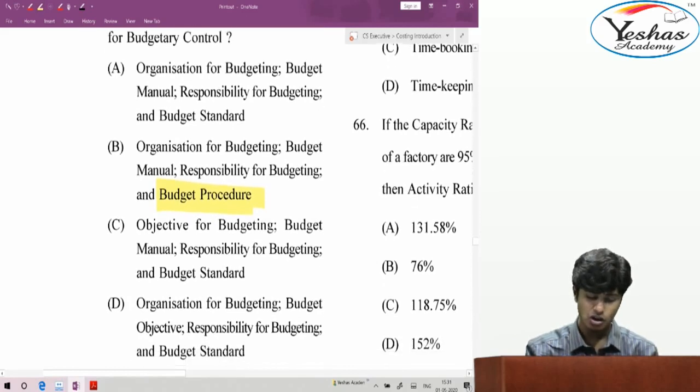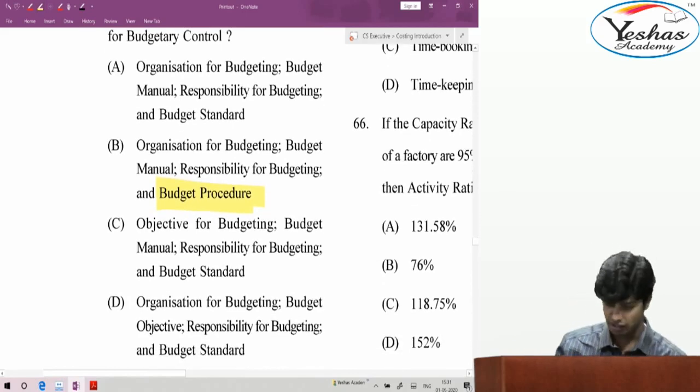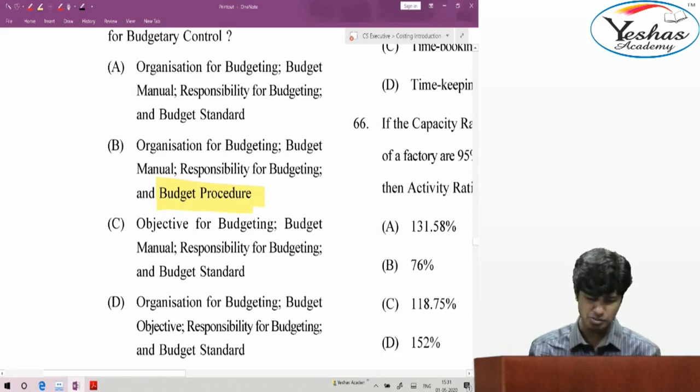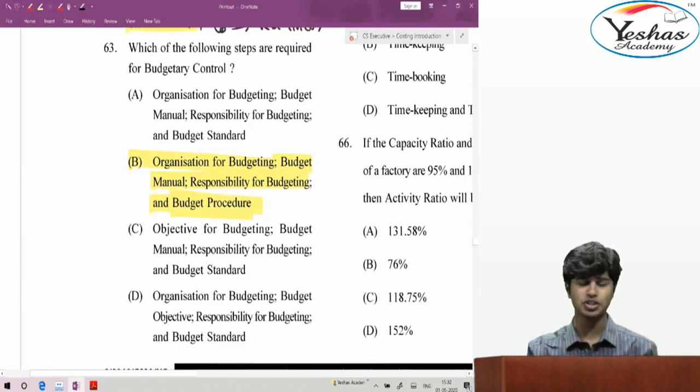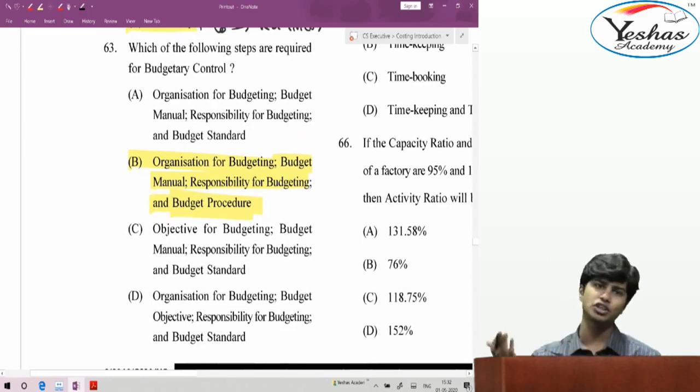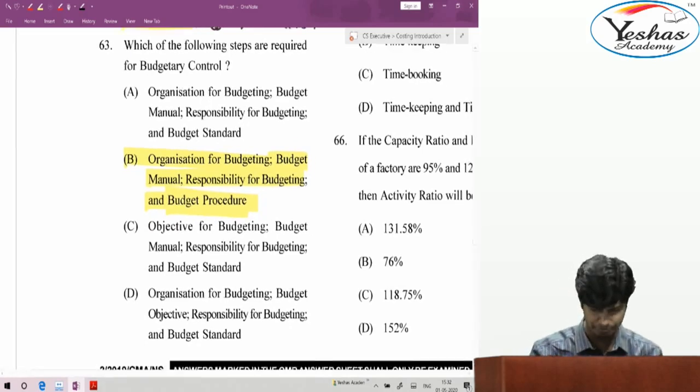And the next one is organizing budget, organization of the budget. Okay, then objective, responsibility and budget standard. That's almost the same. So the answer is option B. Budget procedure is also quite an important part of budgeting, and budget standards will come as part of your standard costing. That's the elongated version of our budget, and that's not part of our budgeting actually.